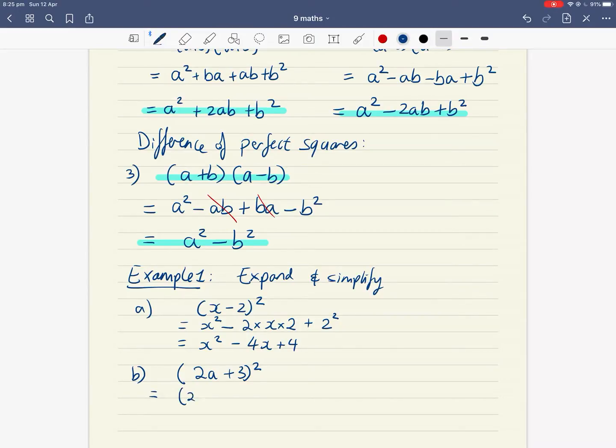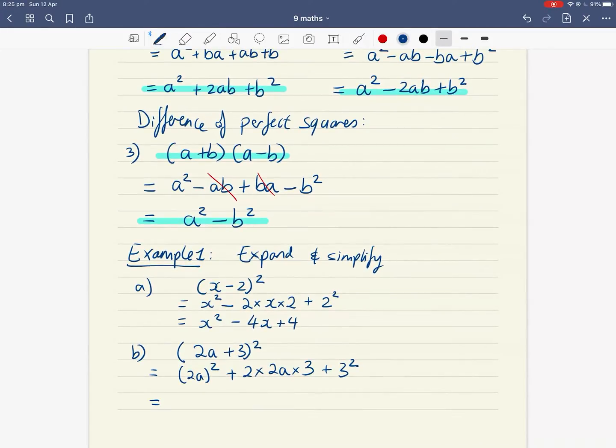So that gives us a squared, so 2a all squared, plus 2 lots of the first thing, 2a, lots of the second thing, plus the second thing all squared. So 2a all squared gives us 4a squared. Be careful of this. A lot of people will just write 2a squared when it's not. It's 4a squared because 2 squared is 4. Now 2 times 2 times 3 is 12a, and 3 squared is 9. And that's all it can be simplified to.